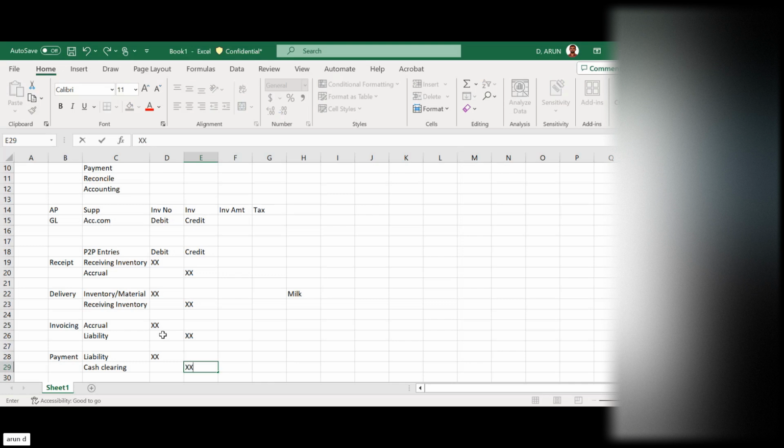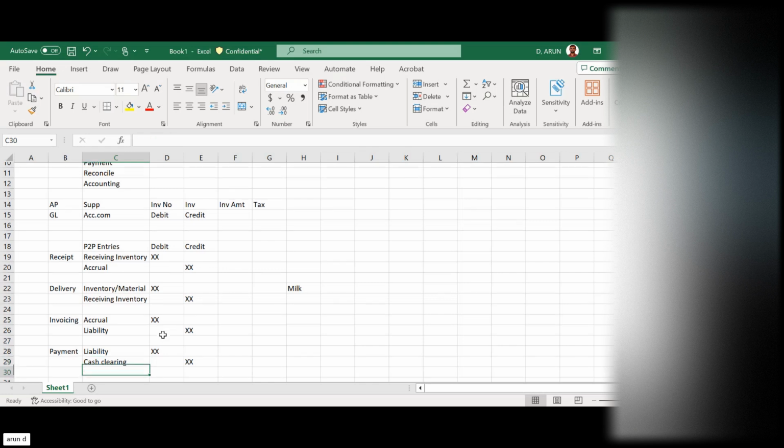Cash clearing will be on the credit side. So now why are we talking about cash clearing? Even though we are making this payment through bank, usually the basic term that we will use is cash clearing, because cash is going out of the business. That's the typical accounting term that we will use. But you can call this in bank clearing as well.